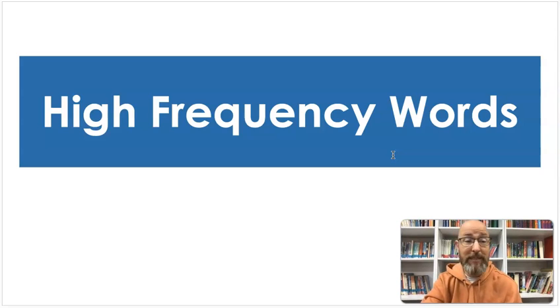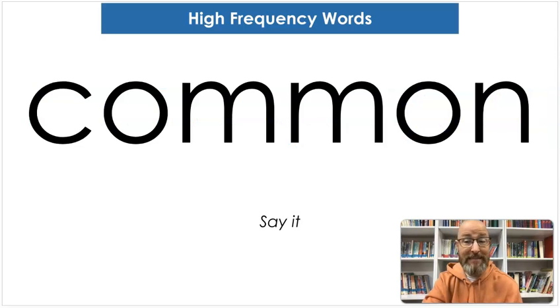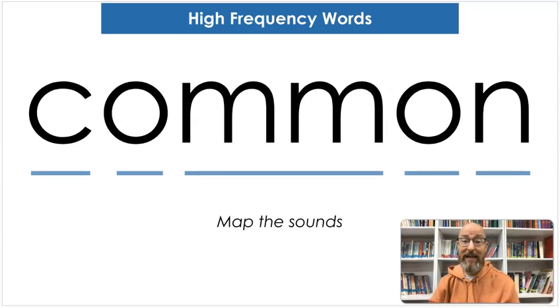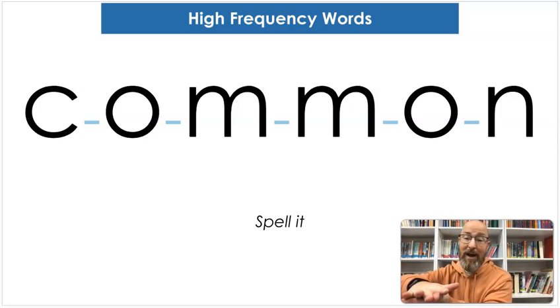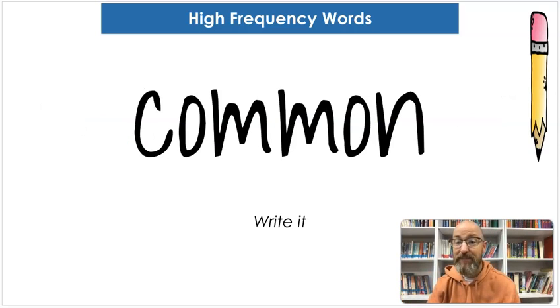Now it's time for our high frequency words. We are not going to break these words up like the other ones. We're just going to do our usual routine for them. Say the word common. Common, very good. Let's map the sounds. K, ah, n. Common. Let's spell it. C-O-M-M-O-N. Common. And let's write it. C-O-M-M-O-N. Common. If something is common, it's something that you see a lot.